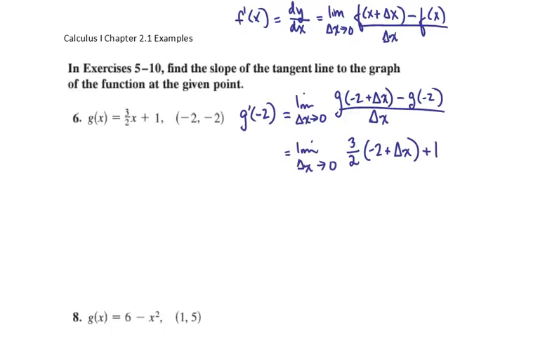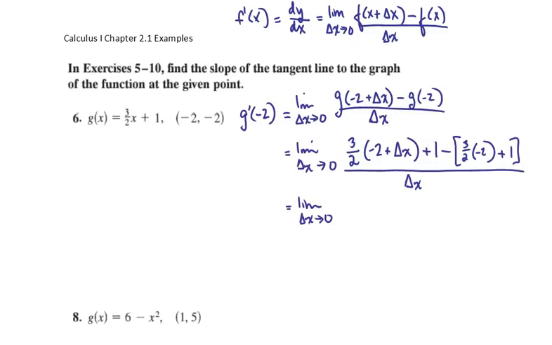We still need to subtract g of negative 2, and so I'm going to put that in parentheses, and I'm going to replace the x with negative 2. So I have 3 halves times negative 2 plus 1, and that's going to be my whole numerator all over delta x. Now we're going to simplify that up a little bit.